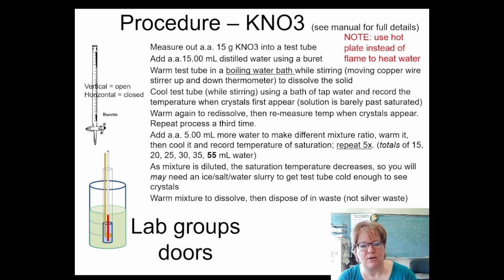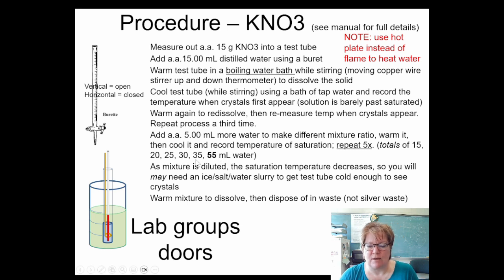Okay, so the KNO3 part is very similar for the groups that have that. However, instead of starting with 7.5 grams, you're starting with 15 grams. You still add 15 milliliters for your first mixture. And then when you're doing each one, you're not going to add 3 milliliters, you're going to add 5 milliliters. And you have to do one more. So you'll go all the way up to 55 milliliters of water.